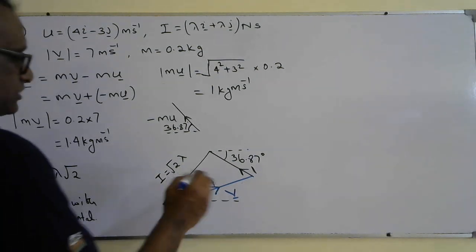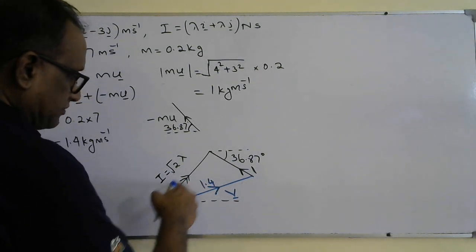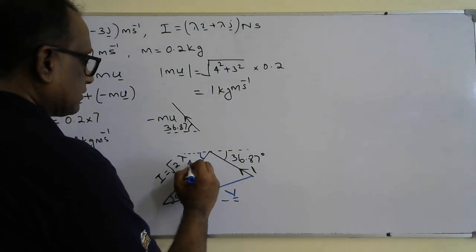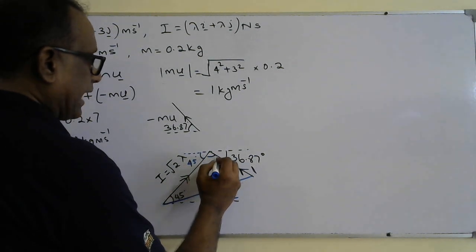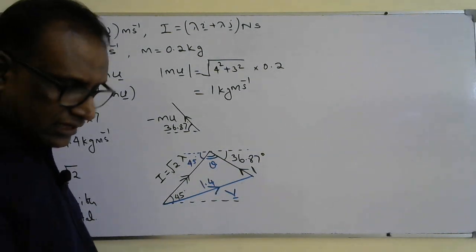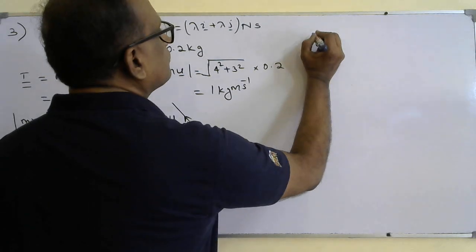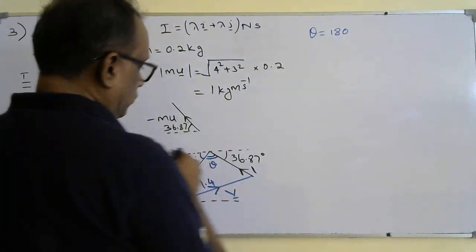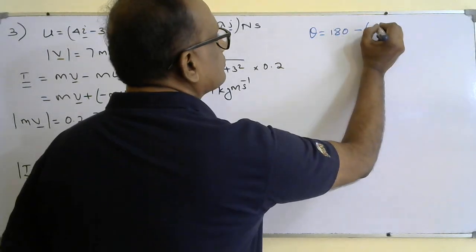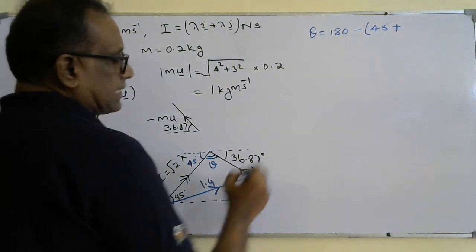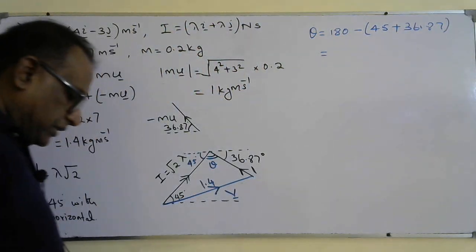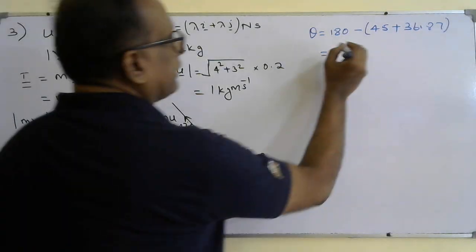Okay, what is this angle? This vector makes 45 degrees with horizontal, so this is 45 degrees. What will be this angle theta? Angle theta is equal to 180, the whole line, minus 45 plus 36.87. So the theta will be equal to 98.13 degrees.